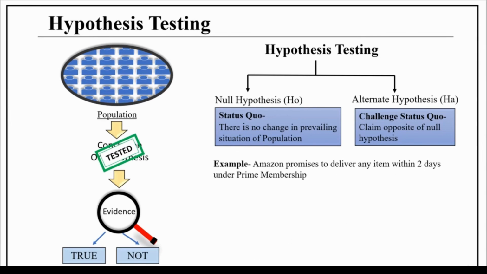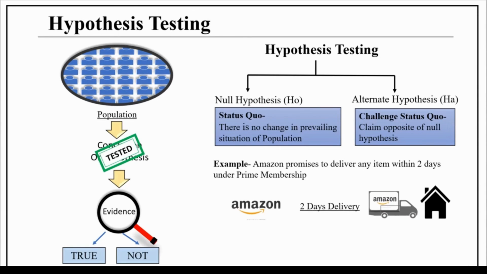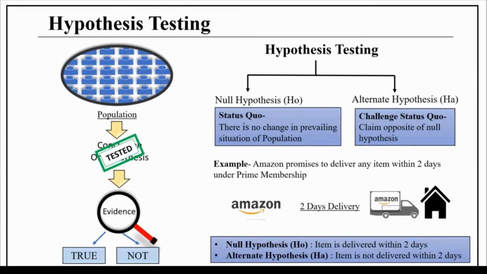So let's understand null hypothesis and alternate hypothesis with the example. Amazon promises to deliver any item within 2 days under Prime membership. So what is the null and alternate hypothesis in this case? So the null hypothesis is item delivered within 2 days. As you know, it is the status quo. Alternate hypothesis, which is opposite of null hypothesis, is item is not delivered within 2 days.